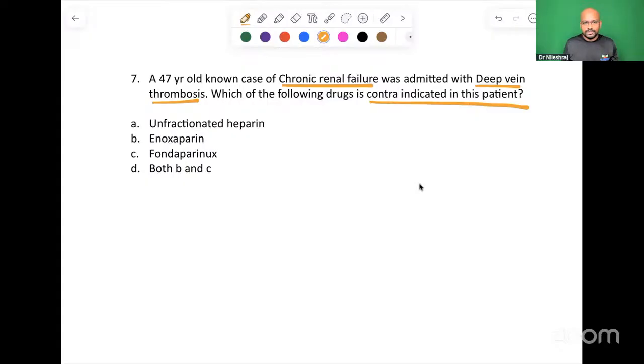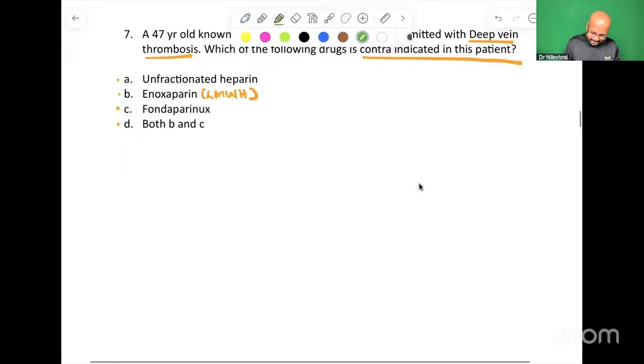Okay, so for this question, we have unfractionated heparin, enoxaparin, which is a low molecular weight heparin, and fondaparinux, and option D, both B and C. Is it option A, B, C, or D? Please pause, try it out, and then we can go for the proper answer here. See, the answer is option D. Option D, both B and C, will be the answer over here.